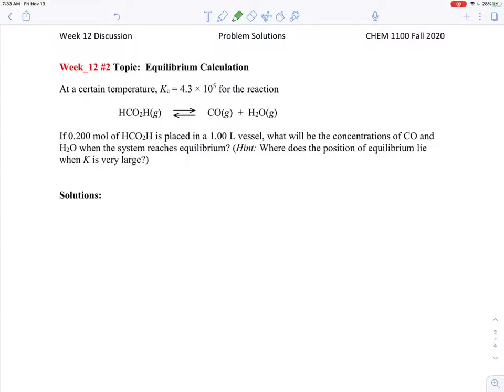Okay, so this is number 2, calculating the equilibrium constant, and then how to calculate the concentration of the compounds, reactants or products. So let's read the problem. The constant Kc is given, and the key information is that this is Kc, the concentration-based equilibrium constant. The value is really large. That means that they favor the formation of the product.